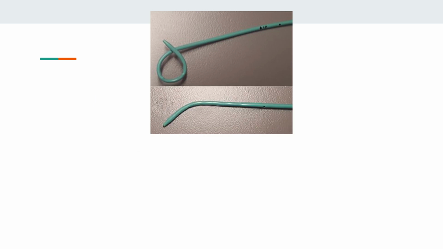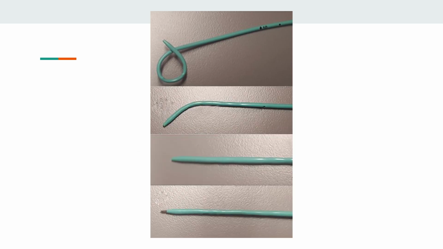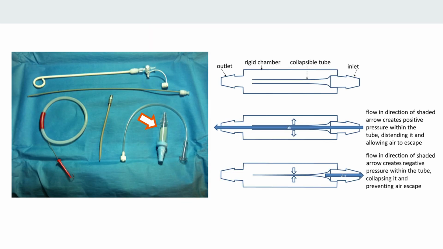As you advance the guide wire, the catheter straightens out. The curved end can help better navigate the catheter into various positions. This, by the way, is called a flutter valve. It's a one-way valve which allows air to be removed from the pleural cavity every time the patient breathes.